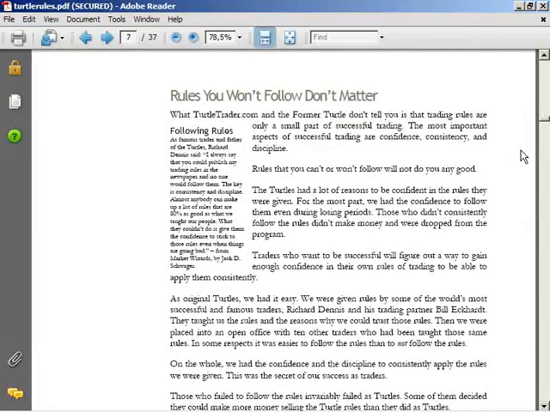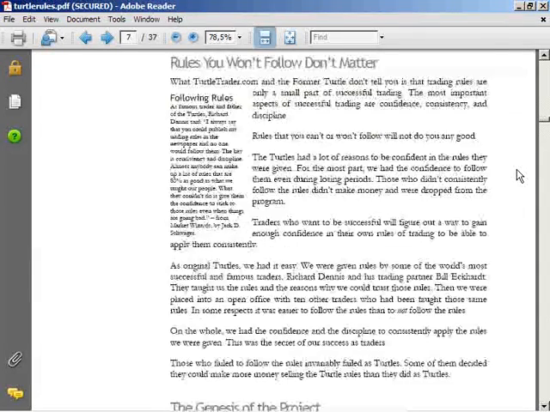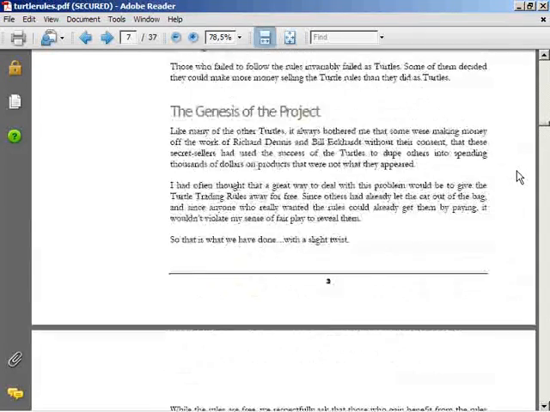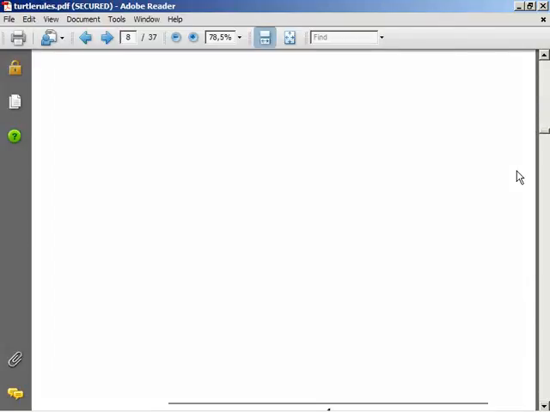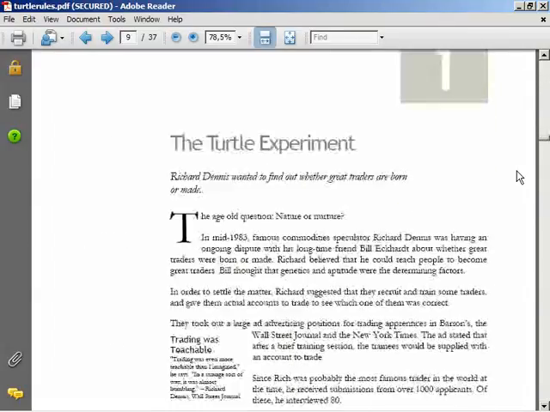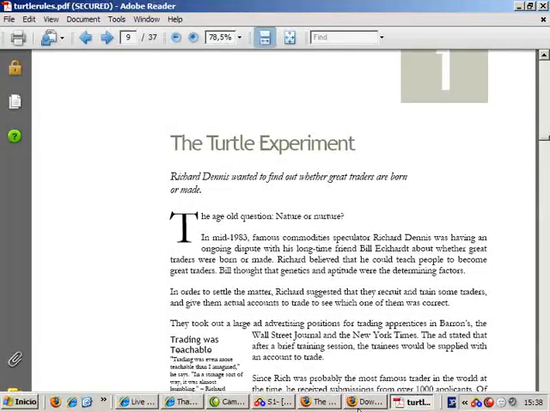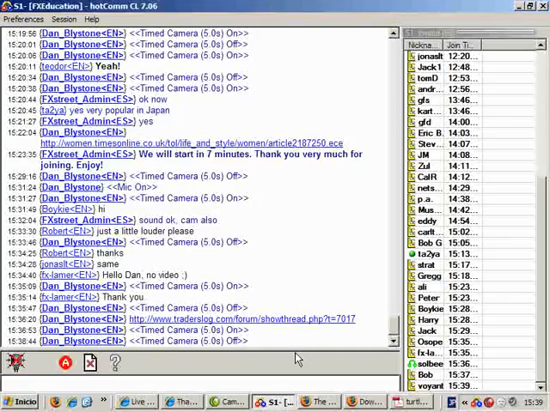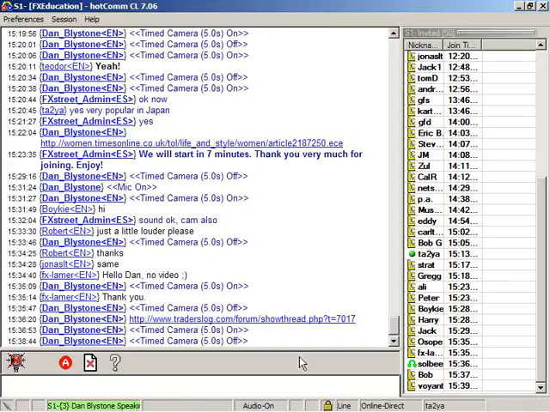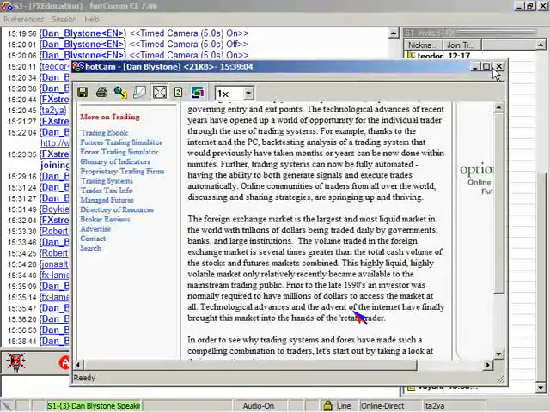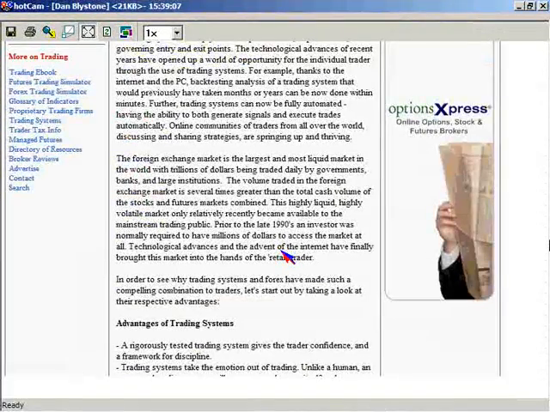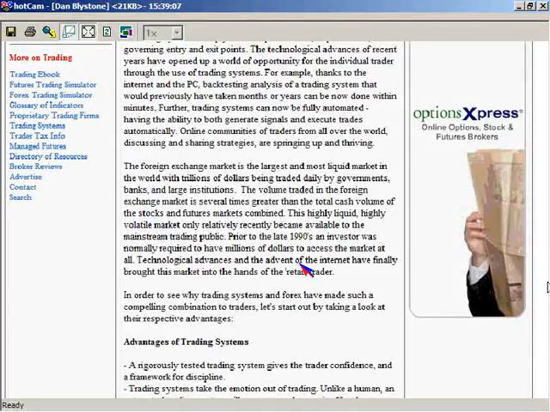I'll bring us back to the article now. Okay, so in order to see why trading systems and the foreign exchange market have made such a compelling combination to traders, let's start out by taking a look at their respective advantages. Advantages of trading systems. A rigorously tested trading system gives the trader confidence and a framework for discipline.